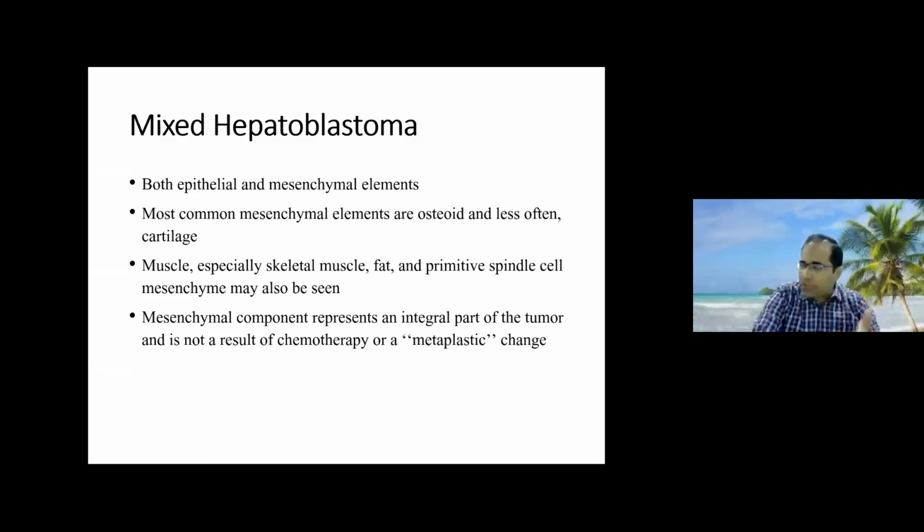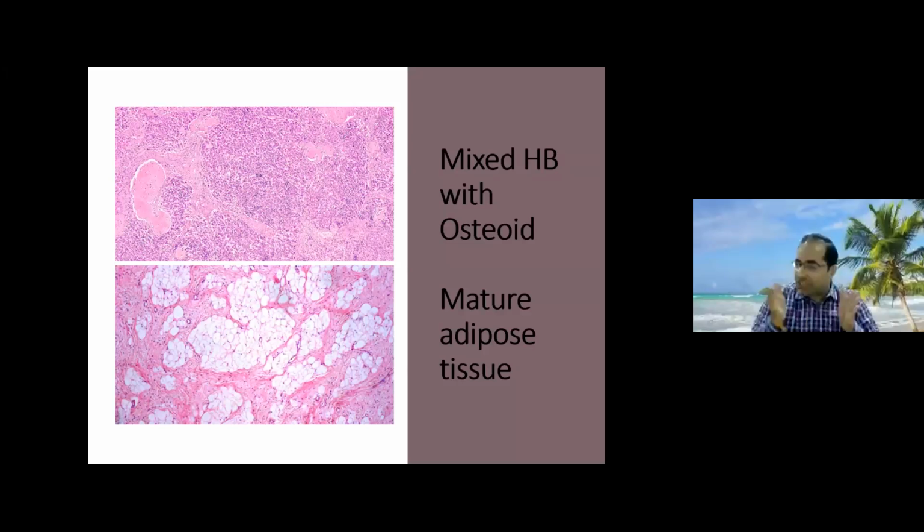Many of the hepatoblastomas, around 20 to 30%, can show mixed pattern in which you can see epithelial as well as mesenchymal. And this mesenchymal is also part of the tumor. It's not just metaplasia; they are an integral part of the tumor. If you do beta catenin, they will be positive for that. So in this, you can see osteoid. You can see osteoid in the tumor.